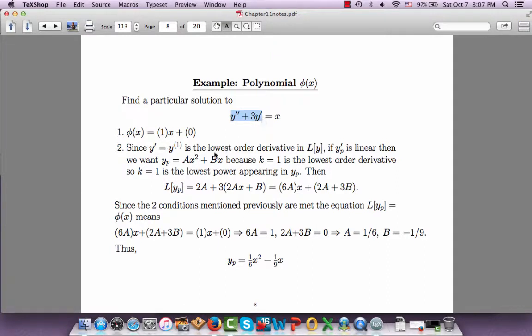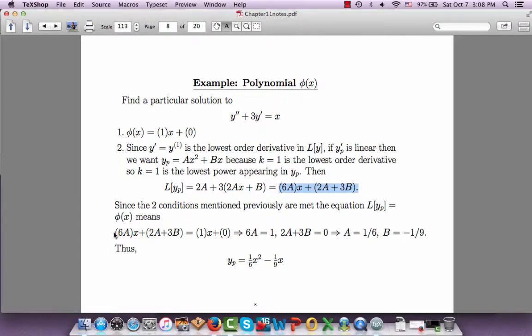So if I plug y sub p into our operator, which is just y double prime plus 3y prime, the second derivative of this is just 2a, so that's what y double prime is, and then plus 3 times y prime, which is 2ax plus b. Now I just combine like terms, and I get a linear combination of x and the function 1, which I can equate to the same kind of linear combination for the function phi of x, which is just x.